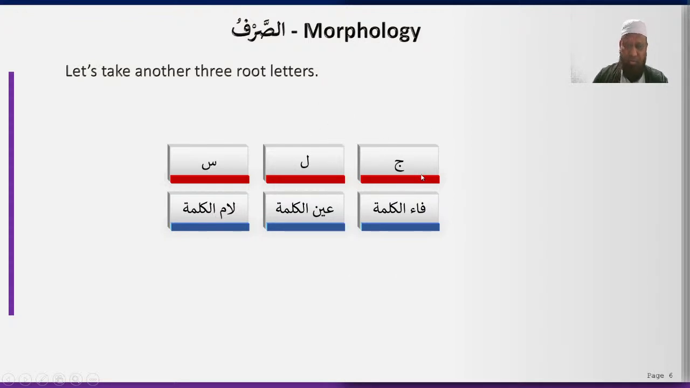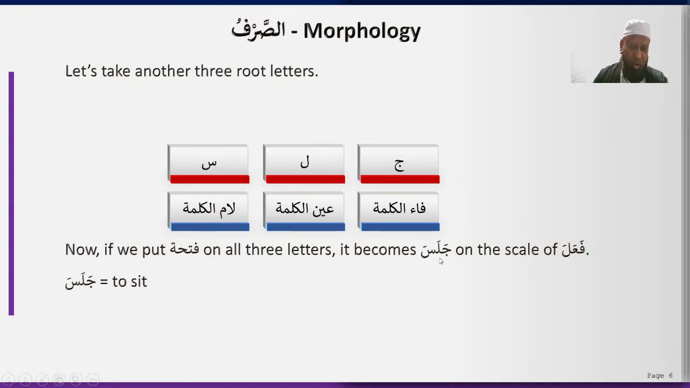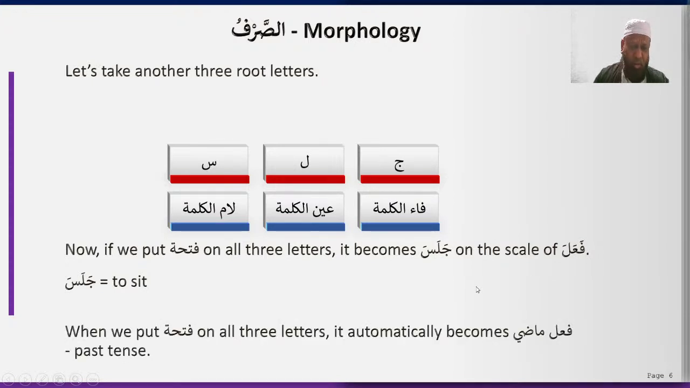So any letter that falls in the place of fa, we'll call it fa'ul kalima. Any letter that falls in place of ayn, aynul kalima. Any letter that falls in the place of lam, lamul kalima. Now if we put fatha on all three root letters, jim, lam, sin, it becomes jalasa on the scale of fa'ala. Jalasa means to sit. When we put fatha on all three letters, it automatically becomes fi'l madi, past tense. Okay?